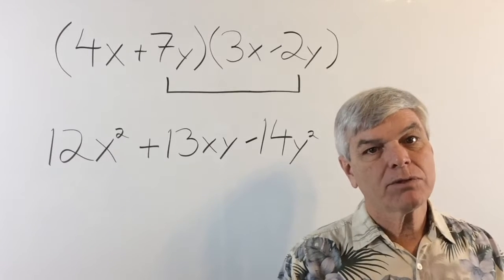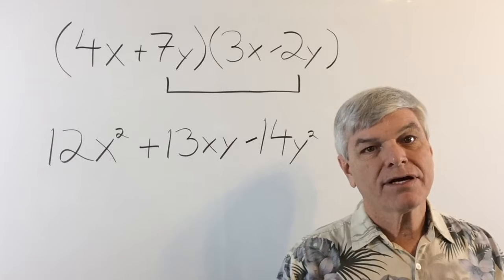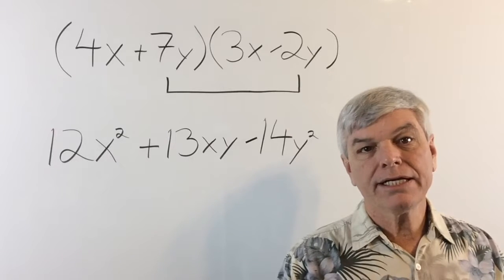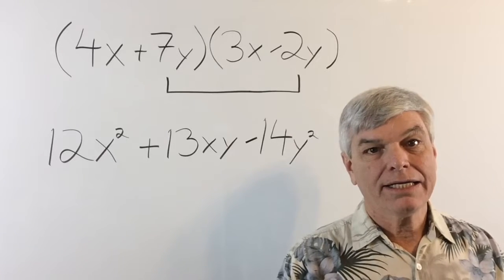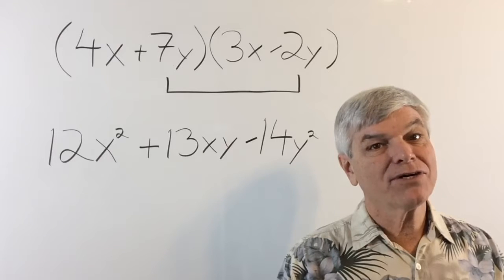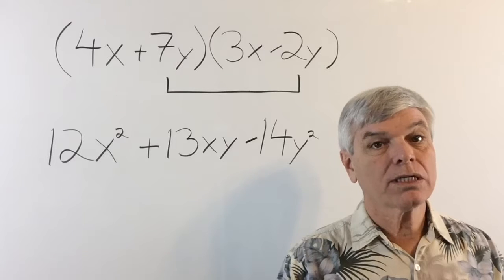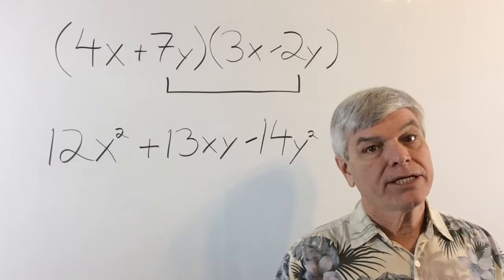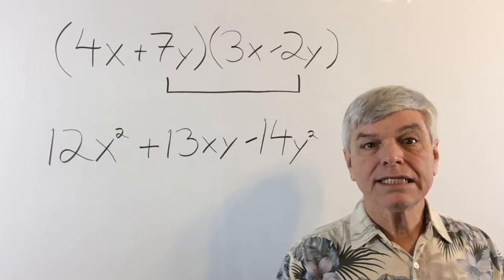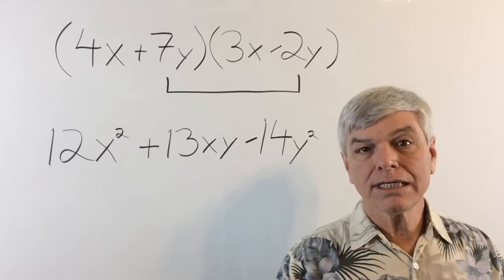Now, I've dealt with books that don't put variables in alphabetical order, and you can get into trouble doing that. You'll never be counted wrong for doing it in alphabetical order, and you might be counted wrong for not doing it in alphabetical order. So make sure you do that. Now, I said that the exponents go in descending order, didn't I?